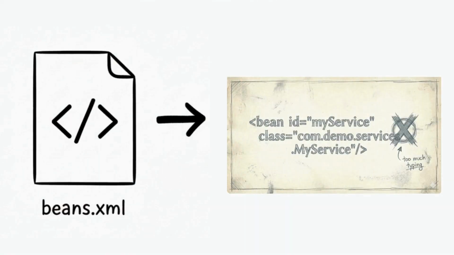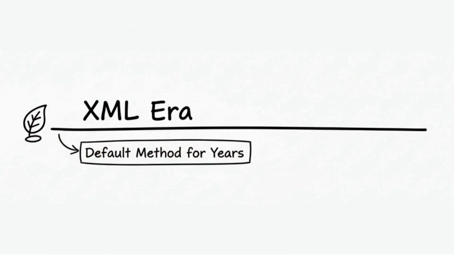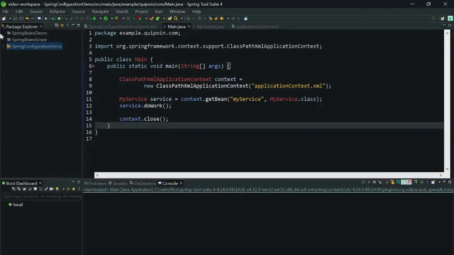Let's start with the classic XML-based configuration. This was the default way to configure Spring for many years. Let's jump into the code to understand it deeply and clearly.